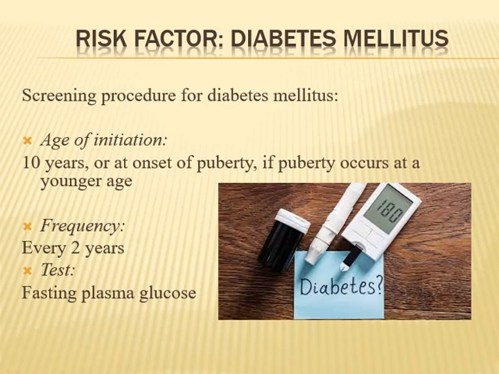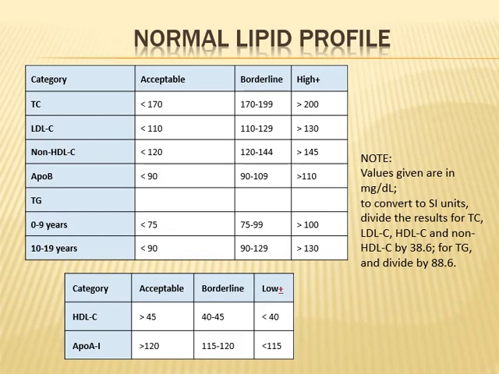Screening procedure includes the following measures. Age of initiation: 10 years, or at onset of puberty if puberty occurs at a younger age. Frequency: every 2 years. Test: fasting plasma glucose. Acceptable, borderline high, and high plasma lipid, lipoprotein, and apolipoprotein concentrations for children and adolescents are shown on this slide. Please note, values given are in milligrams per deciliter.